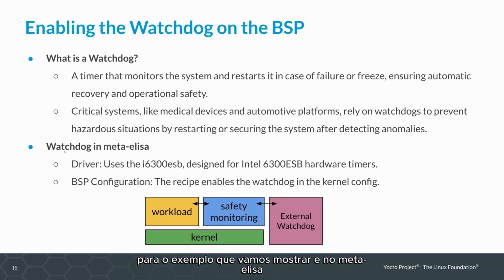For this example, in the meta-elisa BSP part, we're going to see that we use an Intel 6300ESB chipset. We're going to run the demo in a QEMU environment, not on the target, but we emulate this driver using QEMU. So this is the driver that we set on the BSP layer.